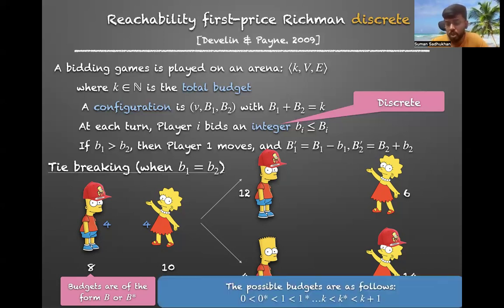The budgets now are of the form 0 star, which means you have budget 0 with the advantage, then 1, and so on. And K+1 is a symbolic budget, like 1 in the continuous counterpart. So when we say that the threshold budget at this vertex is K+1, that means that from that vertex, that player cannot win.